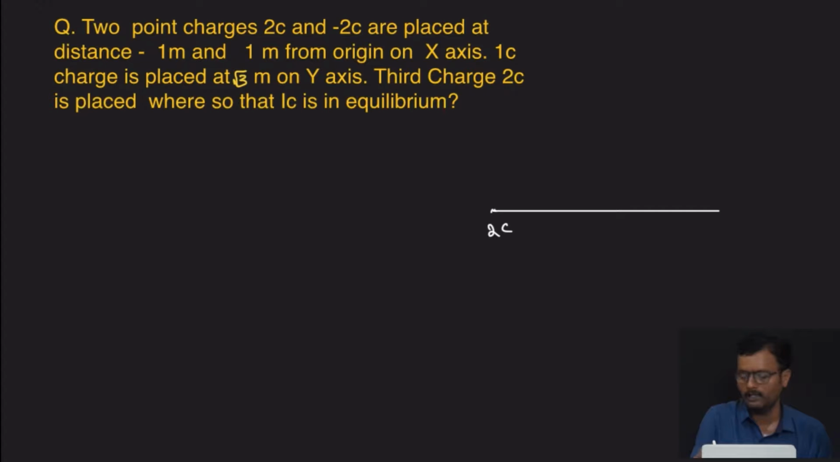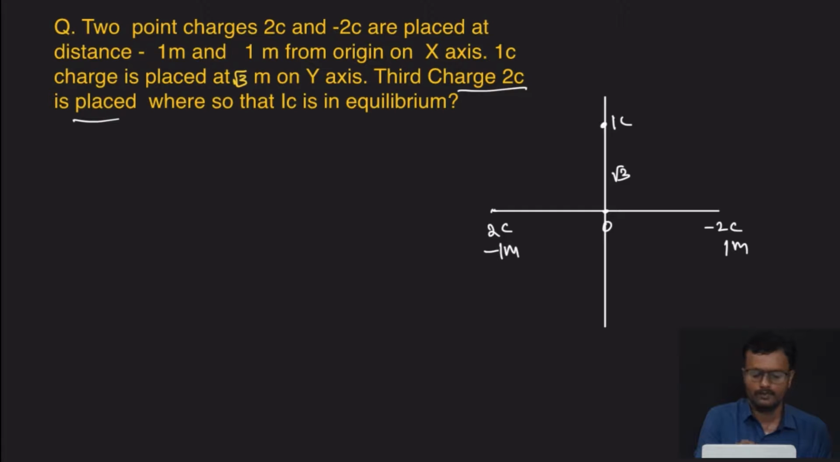The 2 coulomb and minus 2 coulomb charges are placed at a distance of 1 meter from the origin. On the y-axis, at a distance of root 3 meter, 1 coulomb is placed. The third charge, 2 coulomb, is placed where? That is the question. We don't know the exact position of the 2 coulomb, so that the 1 coulomb is in equilibrium. That is the clue.